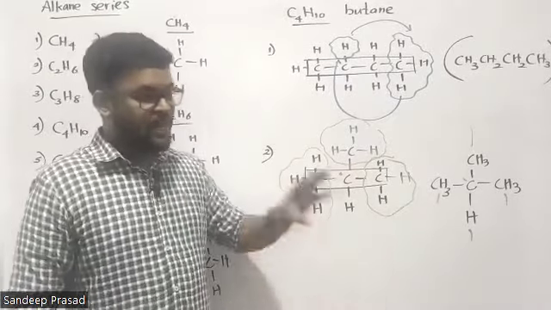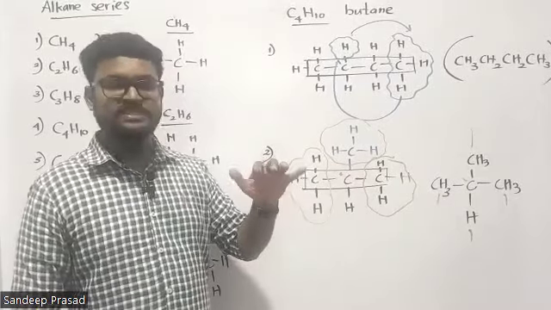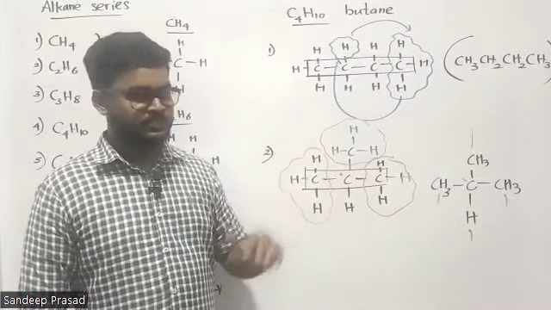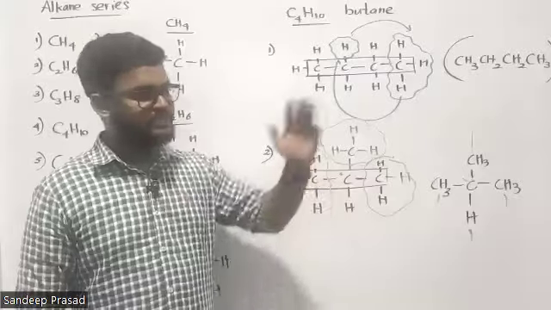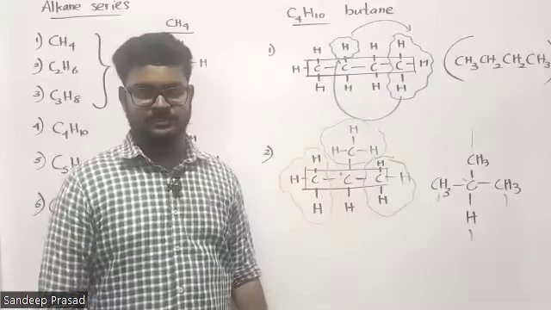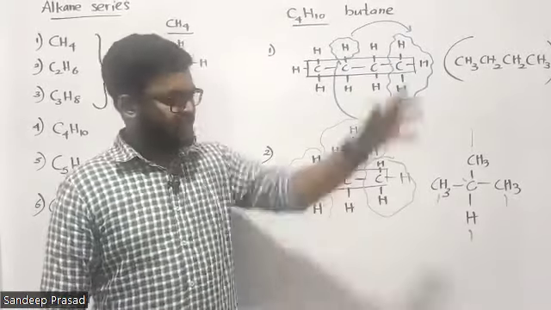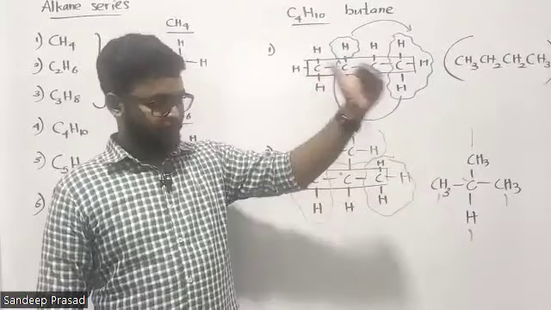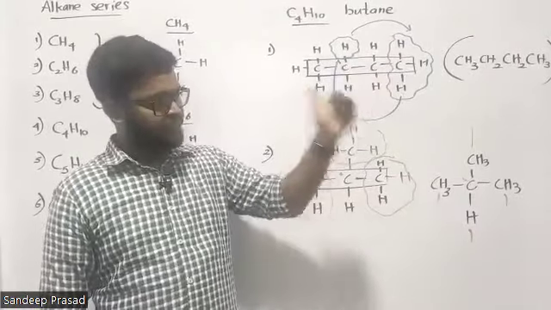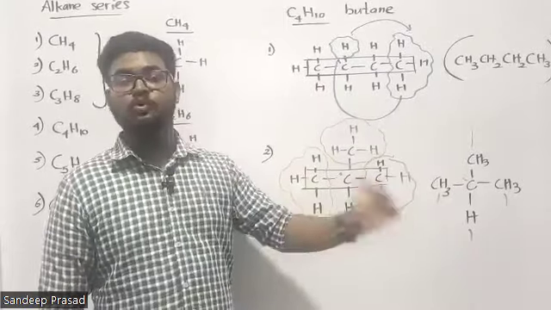I will discuss isomers separately. Isomers are divided into 2 parts. Structural or constitutional isomers, then we have stereoisomers. Structural isomers are 3 types. Position isomers, chain isomers, and functional group isomers.